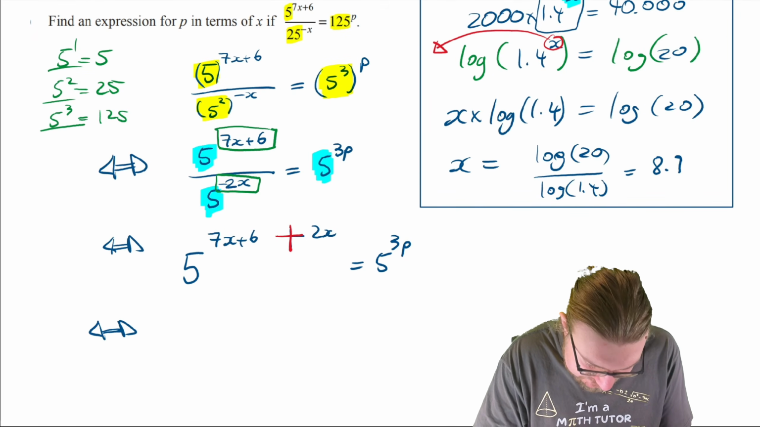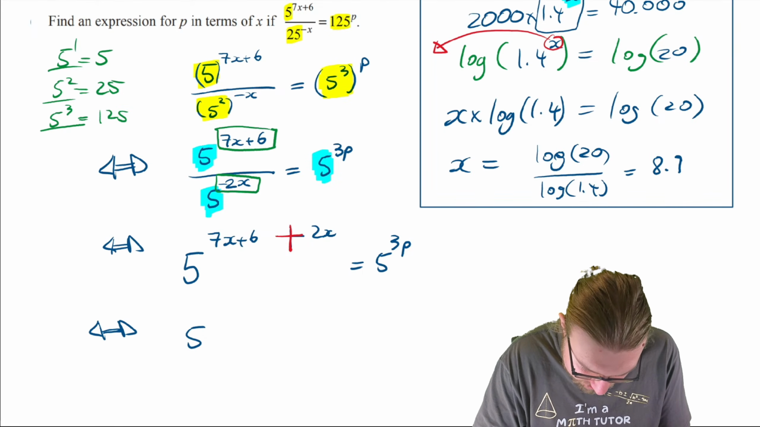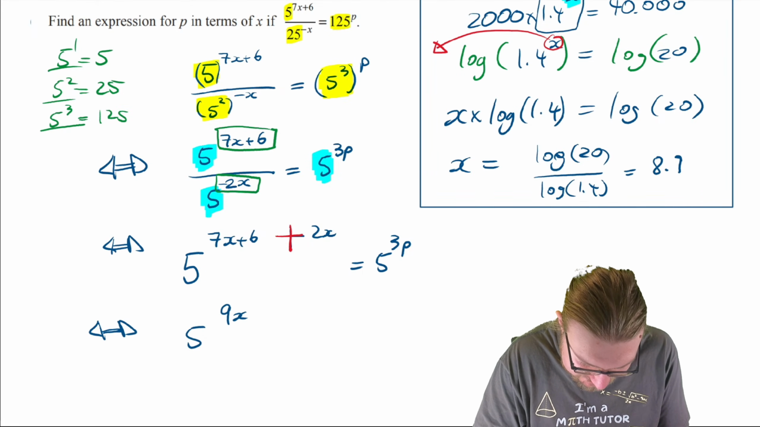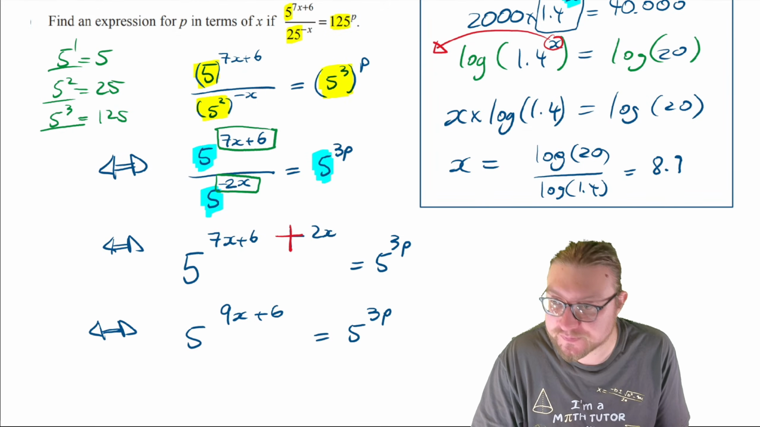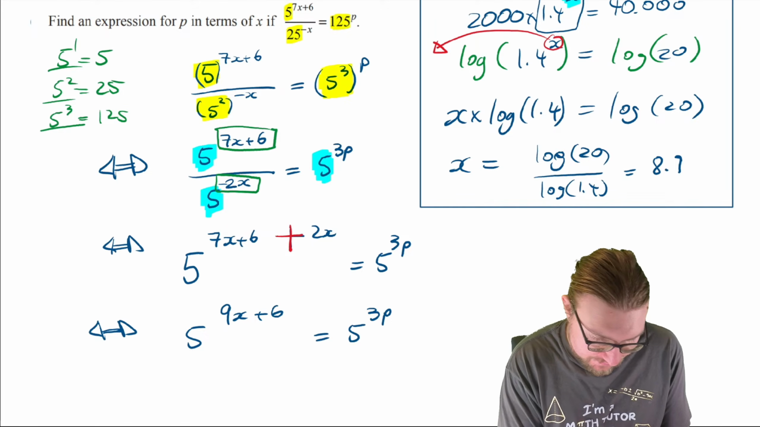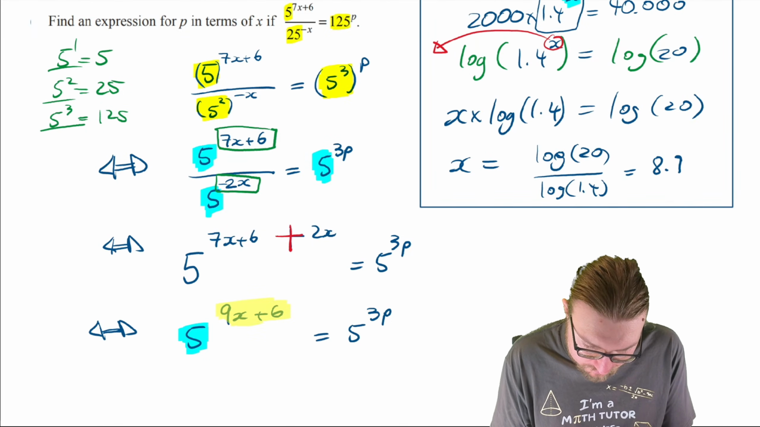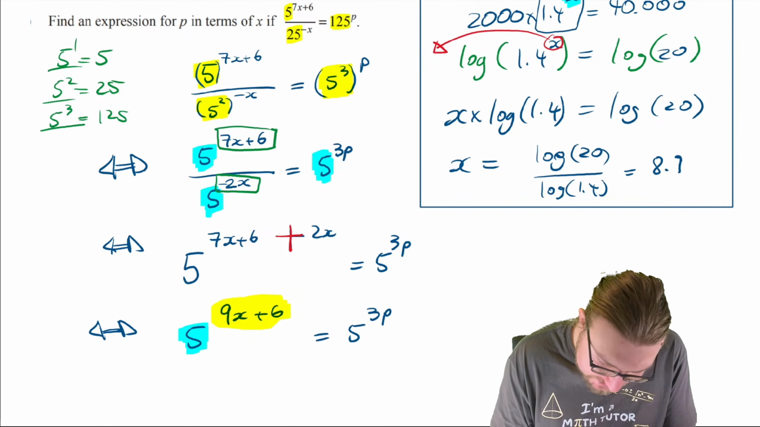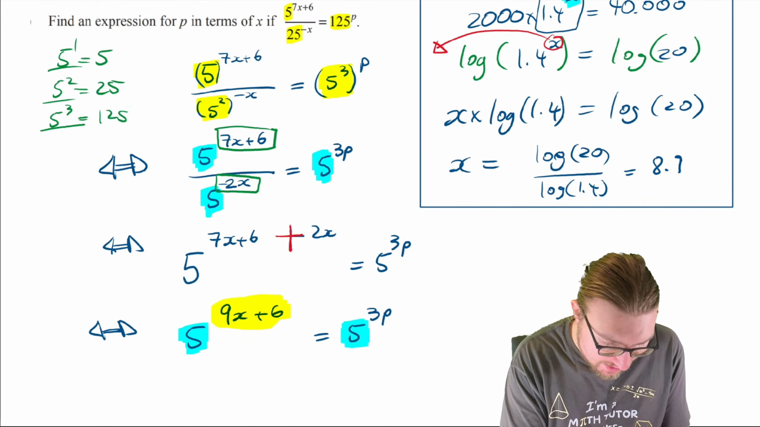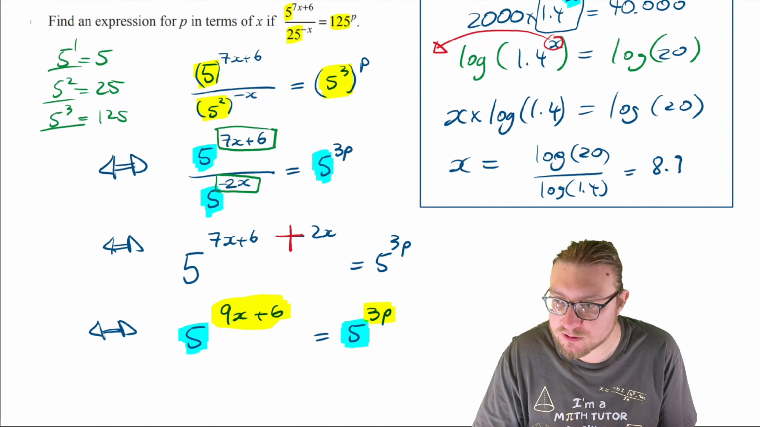And then the last step here is we need to put them together. 5 is equal to 7x plus, sorry, I didn't actually do it. My bad. 9x plus 6 is equal to 5 to the 3p. And now think about this. If you have a number 5 that has this power, no matter what that power is, it's some number. And the other side also has 5 as the base, and it has some power over here. How can these two be equal?